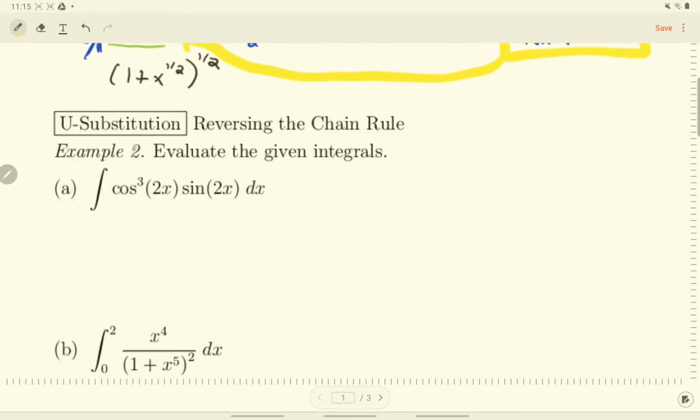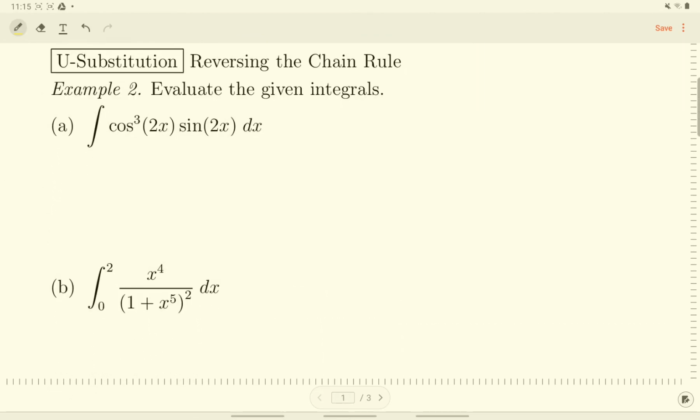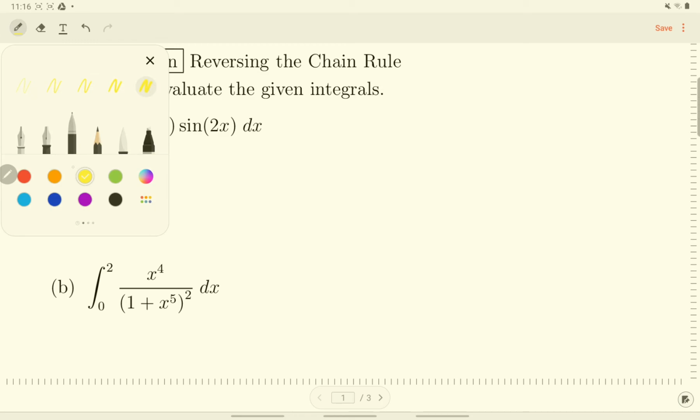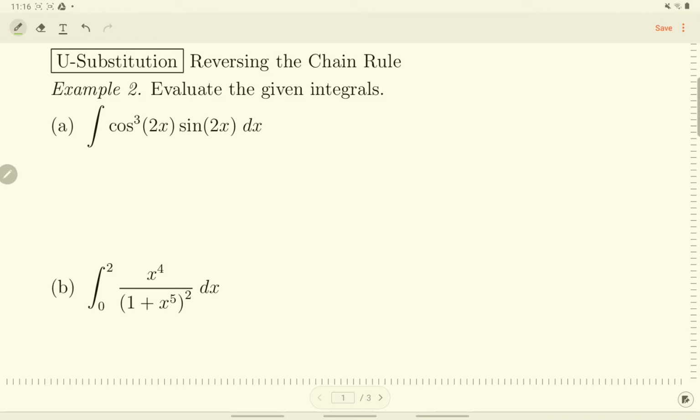So let's do some examples of that. Okay, so here I have an integral, cosine cubed 2x sine 2x. So I need to figure out what I think the original inside was, and I'm going to call it u. Then when I take its derivative, it should appear somewhere in this integral.